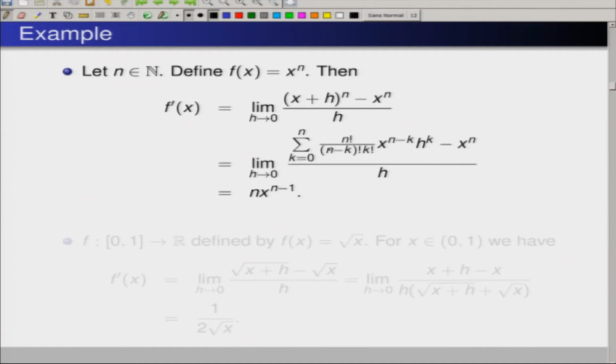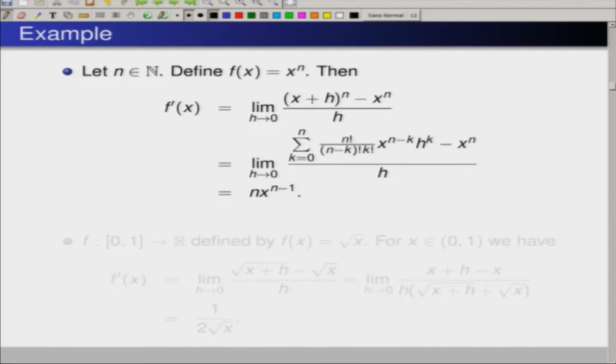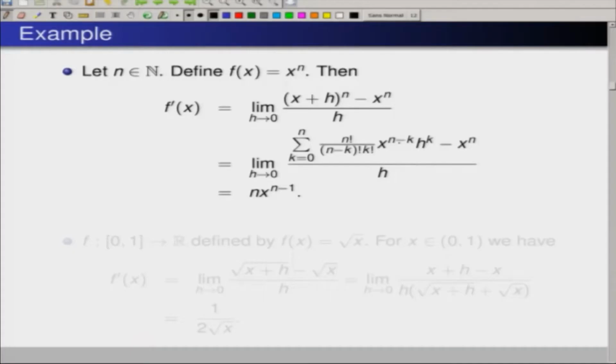Now, when the limit h goes to 0, all these terms will go to 0. So only that first term, k equal to 1, is going to survive, and that is nothing but n, x to the power n minus 1. So the derivative of f of x equal to x to the power n exists for all real numbers x if n is a natural number, and its derivative is going to be n times x to the power n minus 1.